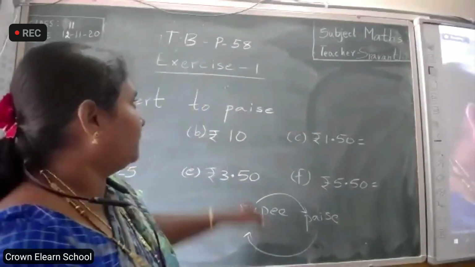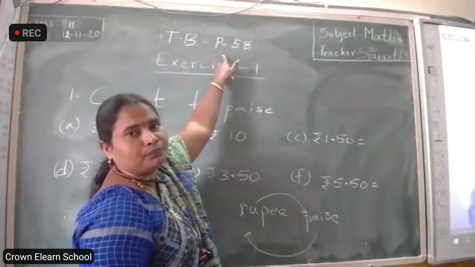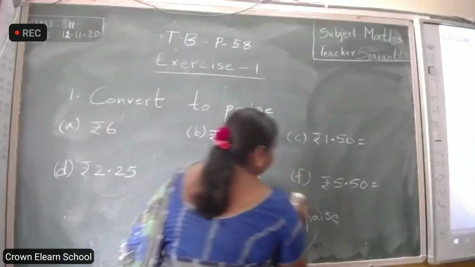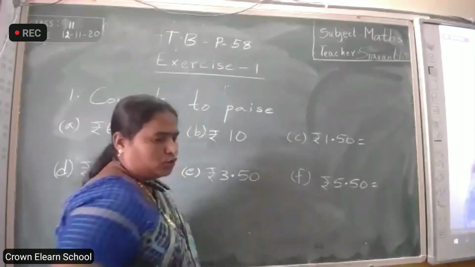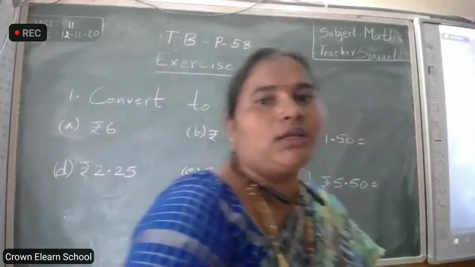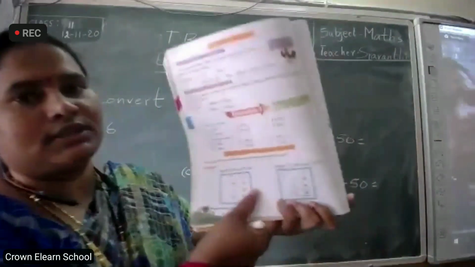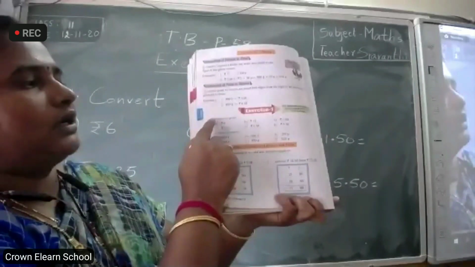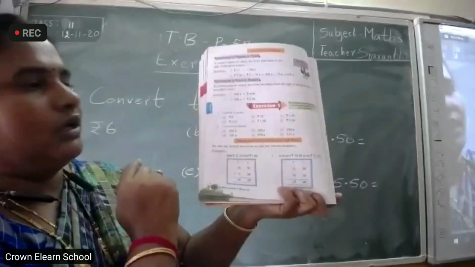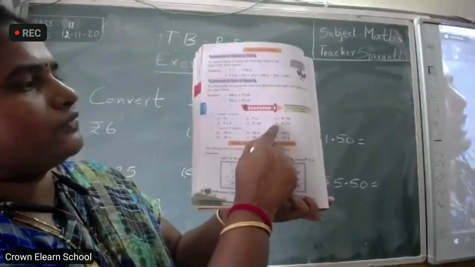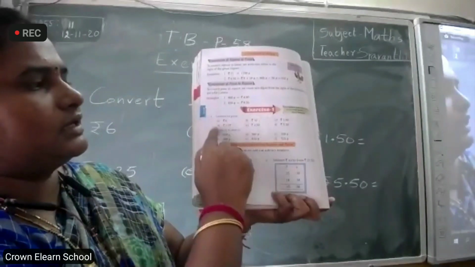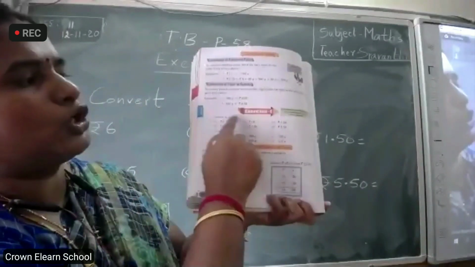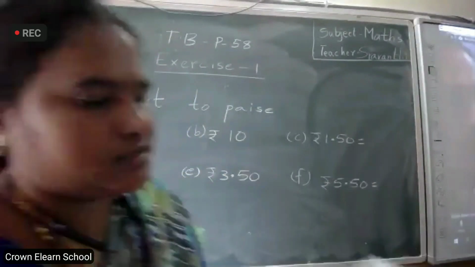Open all of you page number 58, textbook, exercise 1. Are you ready? See, there are 2 Roman numerals. In exercise 1, we have 2 Romans. See the first one, convert to paise. In this we have A to F sums: A, B, C, D, E, F. Six sums are there.